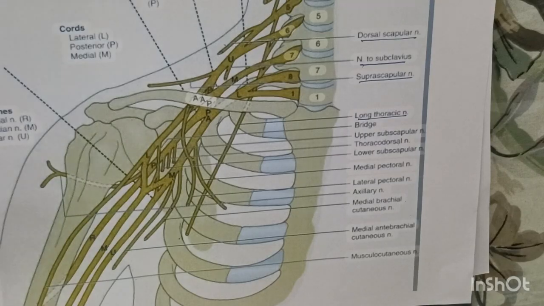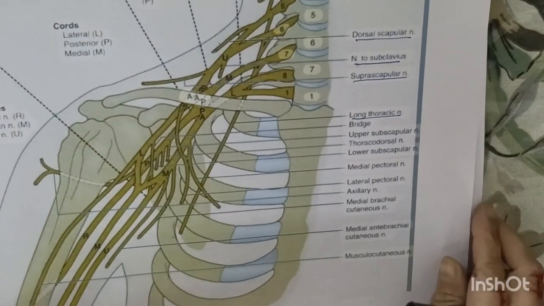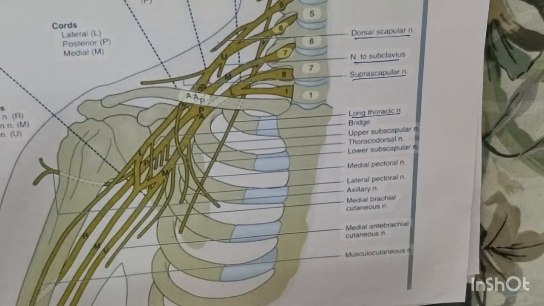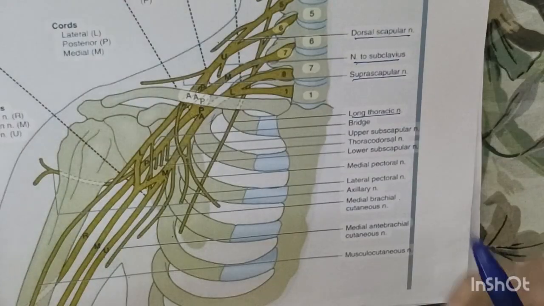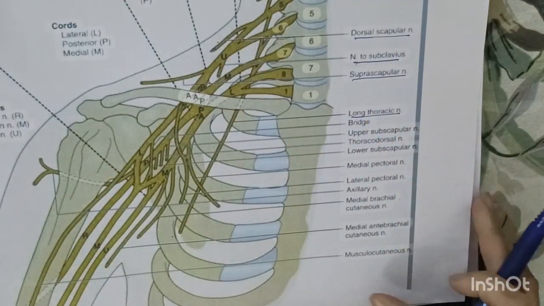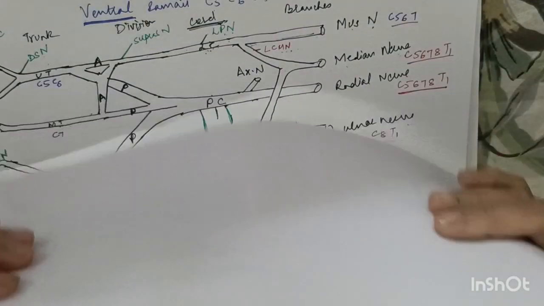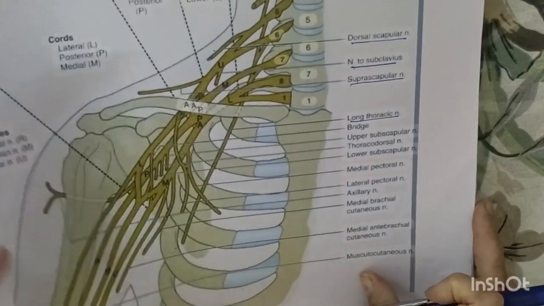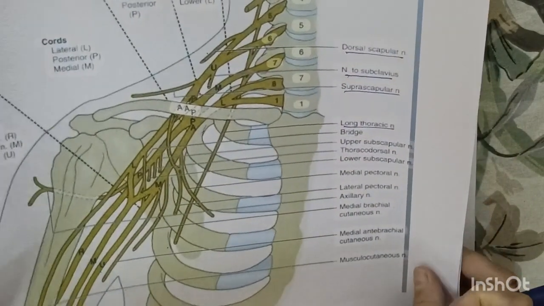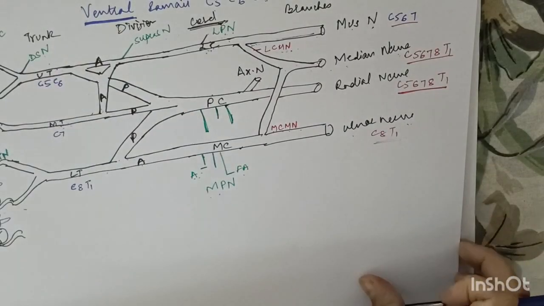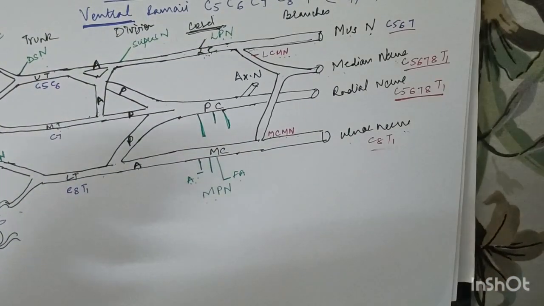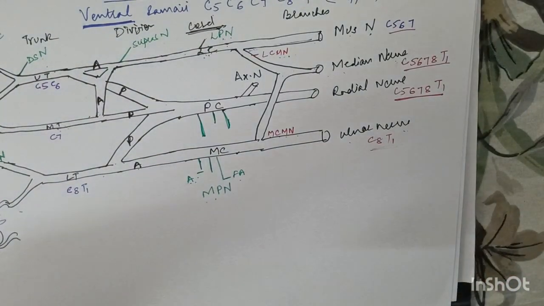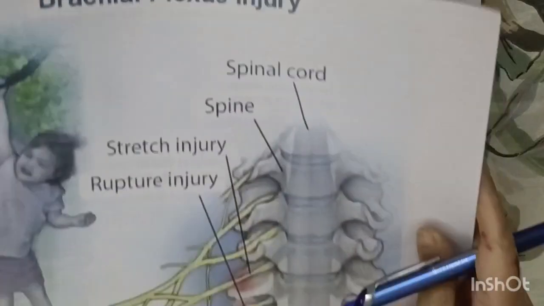So let us now see the injury. Now, the important part of it is the injury. In brachial plexus injury, if the injury is in the trunk, which is a very important part which I want to show, if I can show you in a diagram, that will be more than good. Okay, now let us see the injury part.